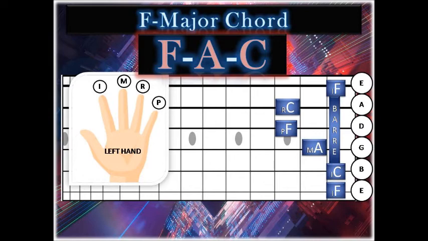Now let's see all the notes once again, starting from the 6th string. 6th string, 1st fret, index bar is F. 5th string, 3rd fret, ring finger is C. 4th string, 3rd fret, pinky finger is F. 3rd string, 2nd fret, middle finger is A. 2nd string, 1st fret, index bar is C. 1st string, 1st fret, index bar is F. Now it's time to play it.